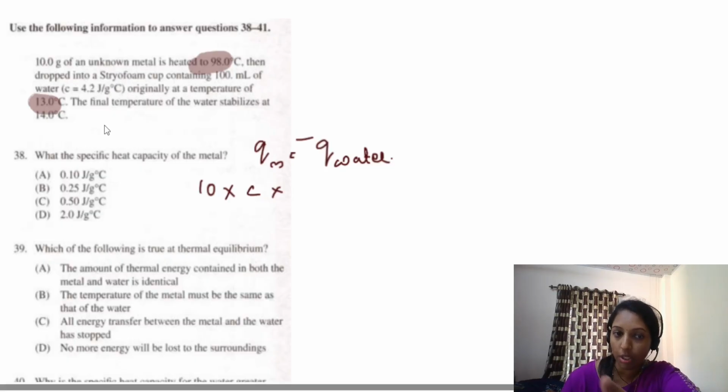Right? Because the heat will transfer unless they attain thermal equilibrium. So definitely the final temperature of the metal is the same as the final temperature of the water: 14 minus the initial temperature of the metal, 18, is equal to negative of Q. Q here, the water mass is 100 ml, so 100 ml and 100 grams, same, isn't it?